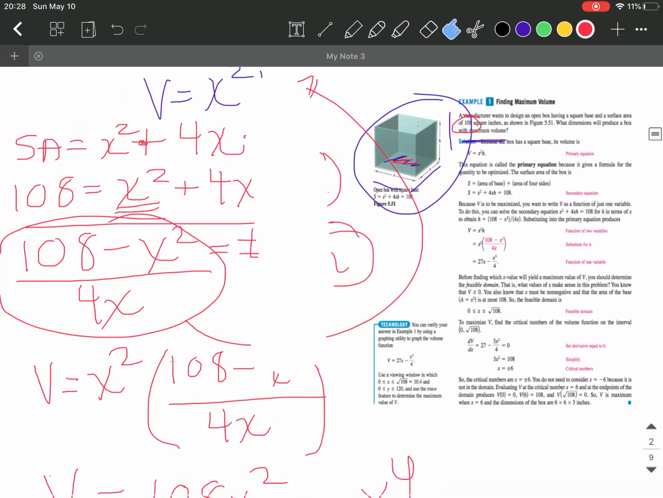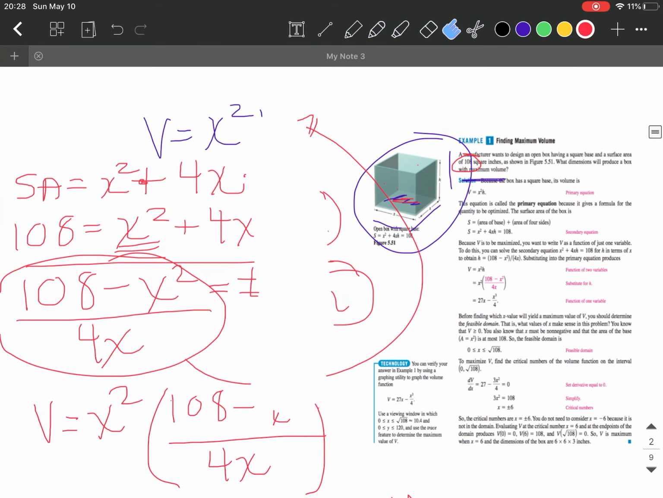Where is that? Over here. It was this one. I erased it by accident a little. So now that I know that x is 6, I can plug it into this equation over here to find the value of h. And that's 108 minus 6 squared, which is 36, divided by 4 times 6.